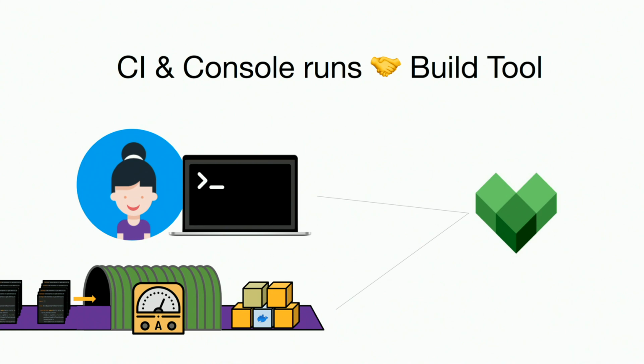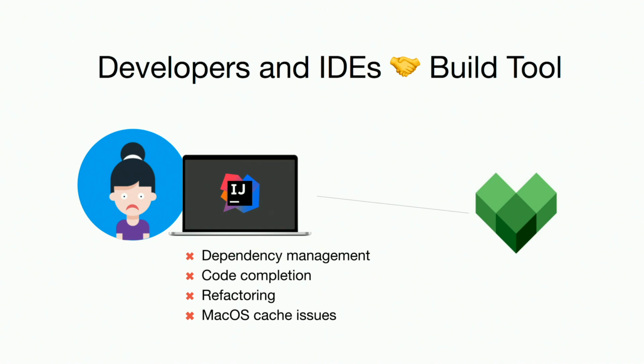But when we started to get more and more users, we started to get a lot of rejects, users that came to us super angry saying, hey, the experience with IntelliJ sucks. How do I handle all of those build files? Dependency management is so hard now.